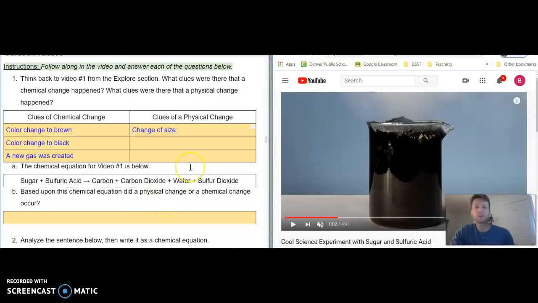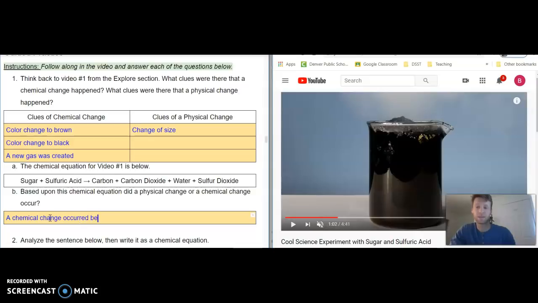Let's now look at the chemical equation for what's happening in this video. Our reactants are sugar and sulfuric acid. That's what we start with. Change, represented by our arrow, and we end up with carbon, carbon dioxide, water, and sulfur dioxide. So we started with these two compounds and we ended up with these four different compounds. So based upon this, did a chemical or a physical change happen? Well, a chemical change happened.